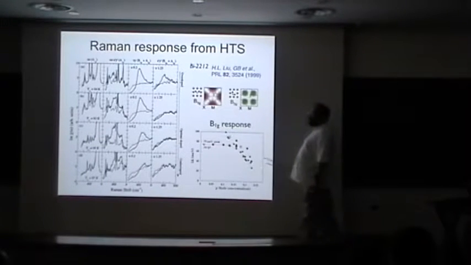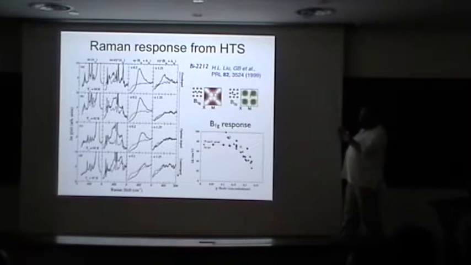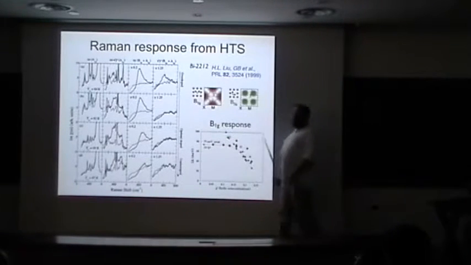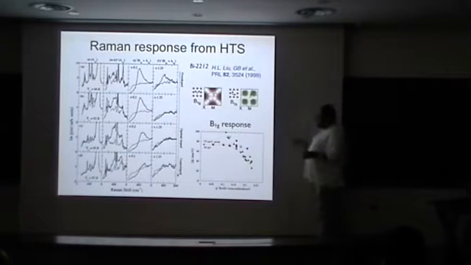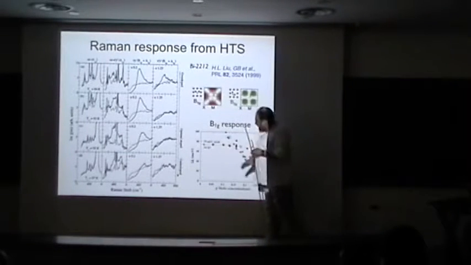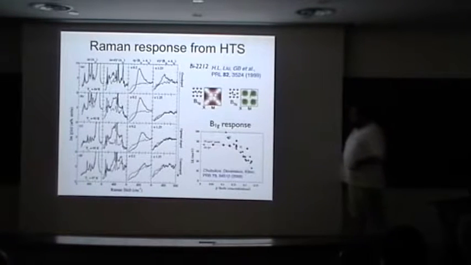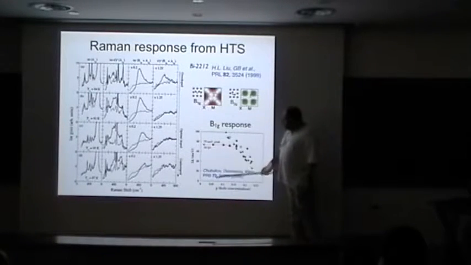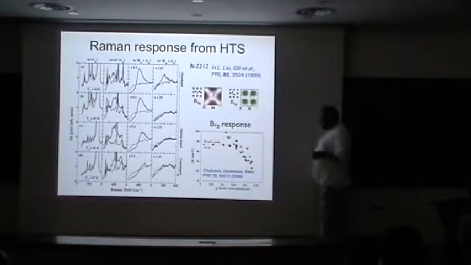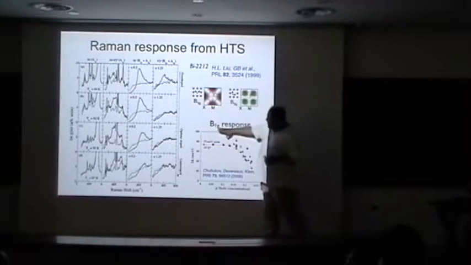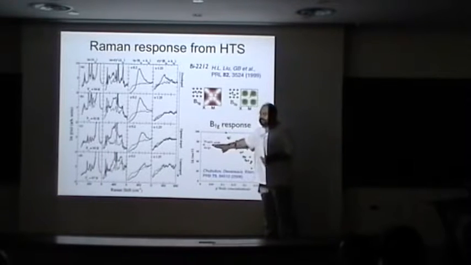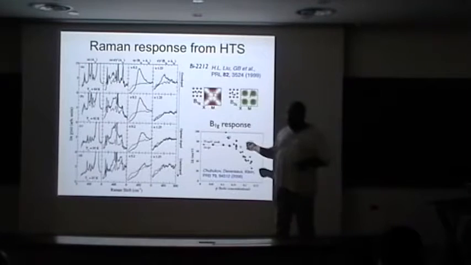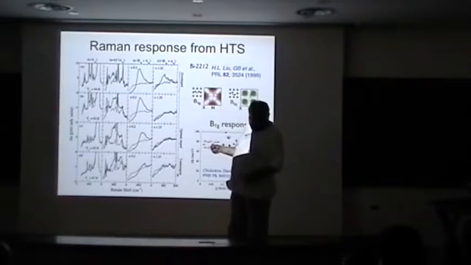It remains here and remains below twice the gap. And this is because now the correlation effects, final state interactions become important, and what's actually seen here is a collective mode. Well, that's the first example I want to bring of importance. It turns out that the position of this mode in this symmetry channel depends on the nature of the pairing interaction.